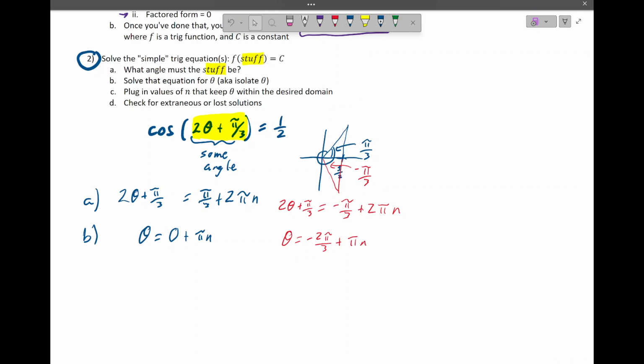So now it turns out that the angle that we're actually looking for, theta, is any angle that is a multiple of pi, which comes from this, or any angle that is negative 2 pi over 3 and then a multiple of pi afterward. Now we want to make sure that we only give solutions that are in the desired domain. I didn't actually specify one in this example, so let's restrict the domain. Let's pretend I want theta to be from 0 to 2 pi.